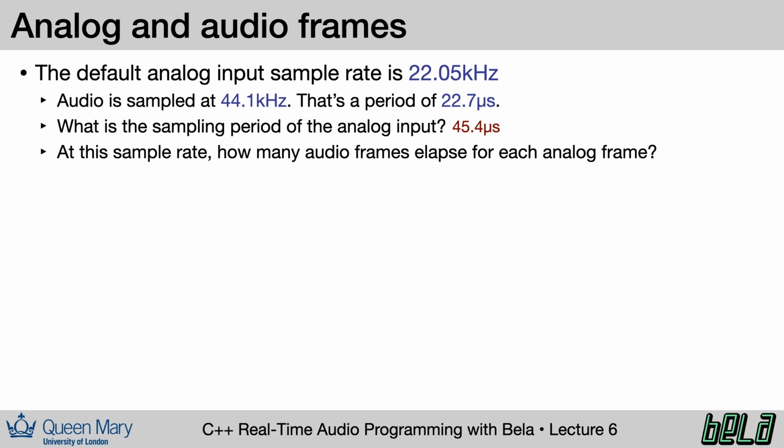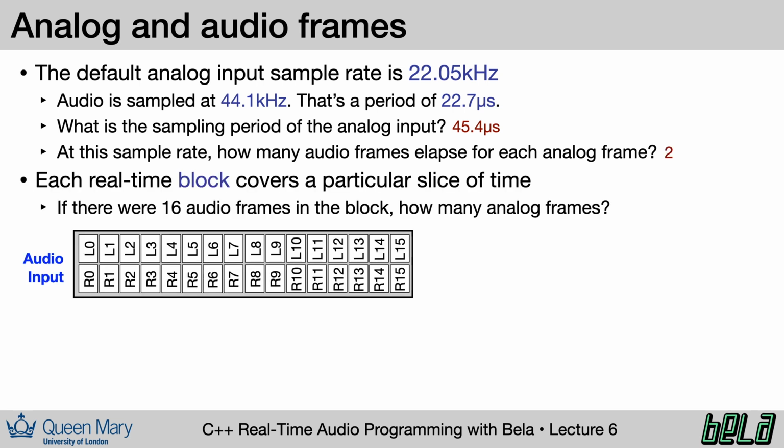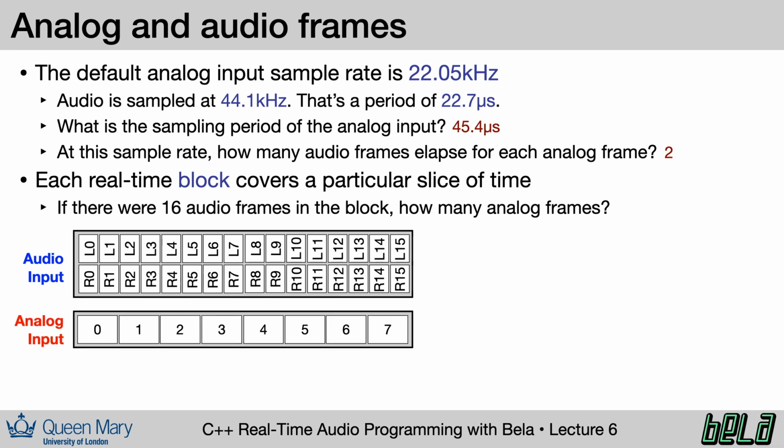Therefore, how many audio frames are going to elapse for each analog frame? The answer is 2. The reason that I bring this up is that it's a relatively subtle point in coding your C++ examples to use both audio and analog at the same time. That is because we're doing our real-time processing in blocks, and each block covers a particular slice of time. So if that slice of time included 16 audio frames, how many analog frames would fit in the same space? Since it's 2 audio frames per analog frame, it will be only 8 analog frames in that block. And remember that there are 8 different analog input channels, each of which would have 8 frames within this block.